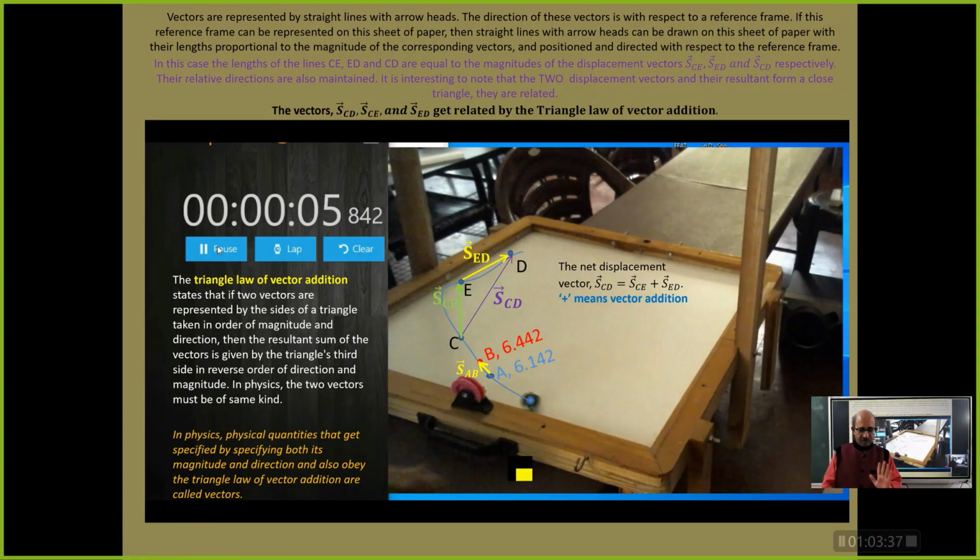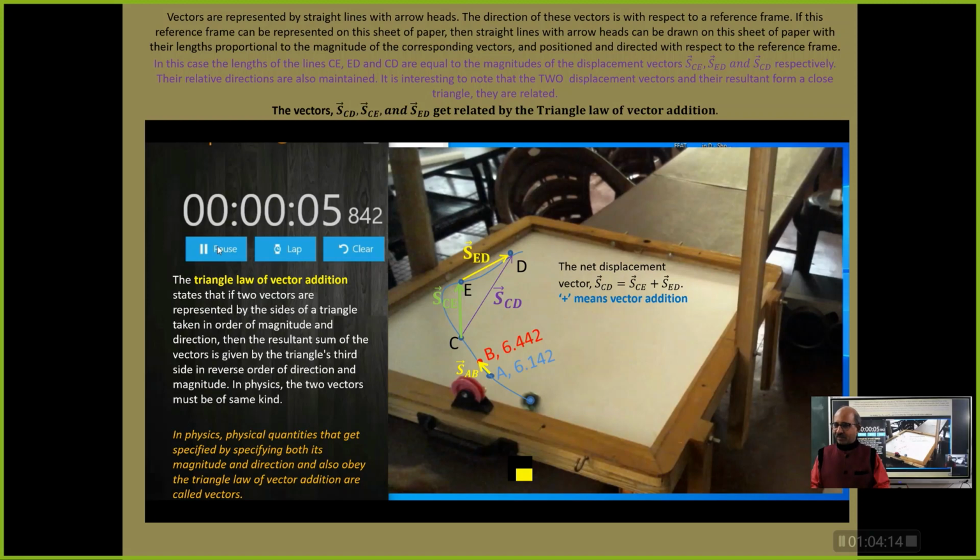So here I'll teach you two more things. Triangle of vectors. Quite simple to understand. Now here you see, students, there is a displacement vector from C to D that you have understood. Now the body has travelled from C and reached E. So what is the displacement? CE bar, or S CE bar. And from E it has travelled to D along the path. What is the displacement vector? ED bar, or S ED bar.